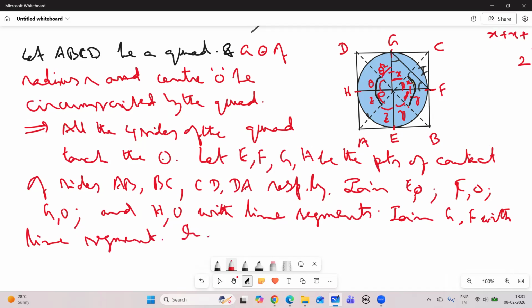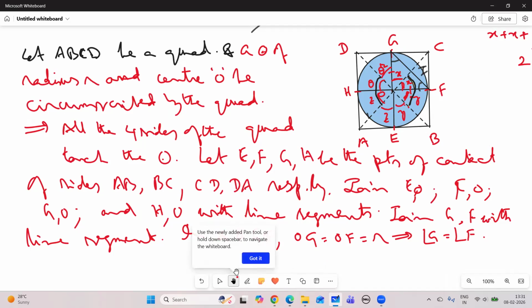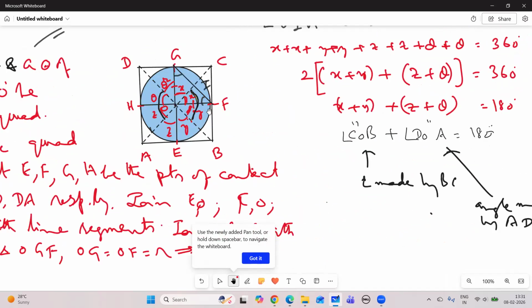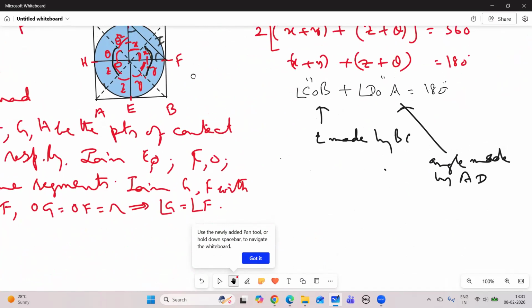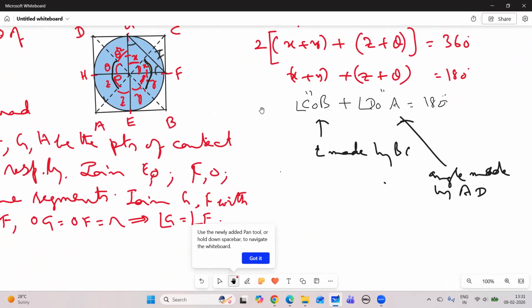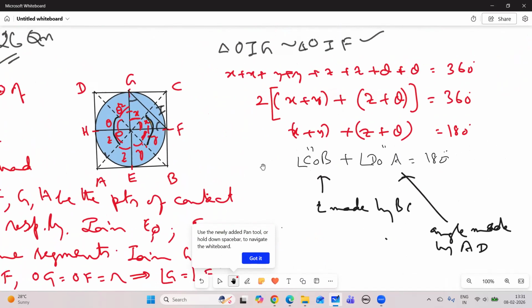In triangle OGF, OG is equal to OF, equal to r, which implies angle G is equal to angle F. In this triangle OGF, these are radii, therefore these two angles have to be equal. Now I'll erase this.